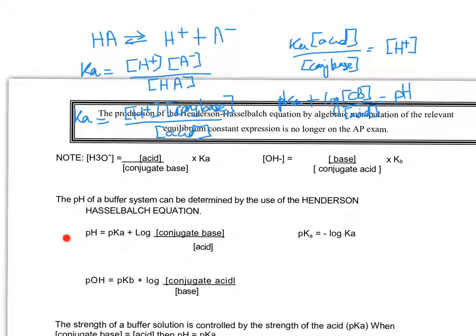This is for an acid. This one's for a base. So you'll notice instead of pH, it's pOH. Instead of pKa, it's pKb. Instead of the conjugate base over the acid, it's the conjugate acid over the base. And again, just so you know, pKa or pKb will be negative log of the Ka or negative log of the Kb. So P just means negative log. It's a type of function.